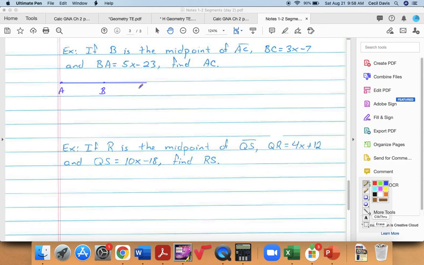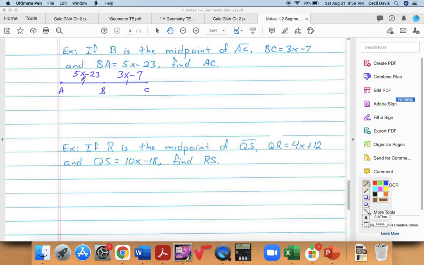Yeah, it's closer to the middle than either of my other ones have been. And I'm going to mark that those are congruent so that I don't forget it. Then it tells me that the length of BC is 3x minus 7. And the length of BA is 5x minus 23. And notice they didn't tell me anything about the length of AC. That's a pretty good indicator that to solve this, I'm not going to be using the segment addition postulate at all. Because I know nothing about the length of AC at this point.